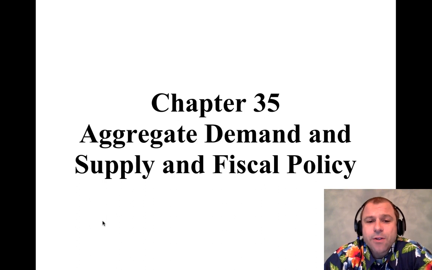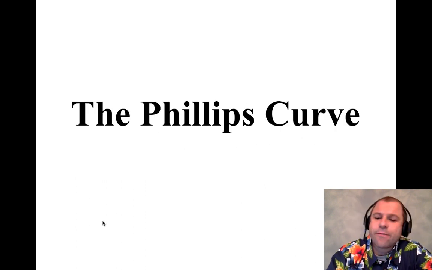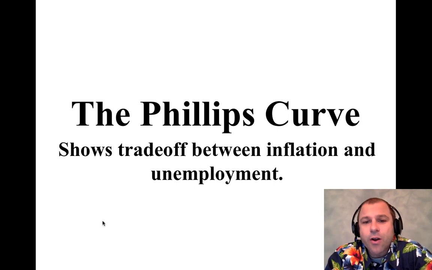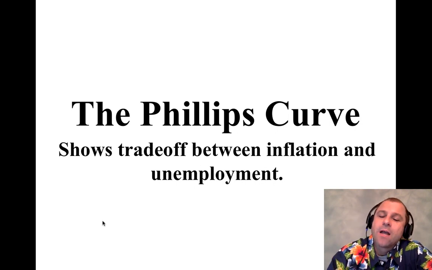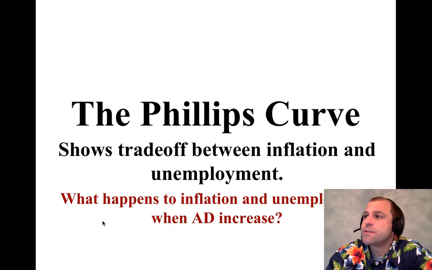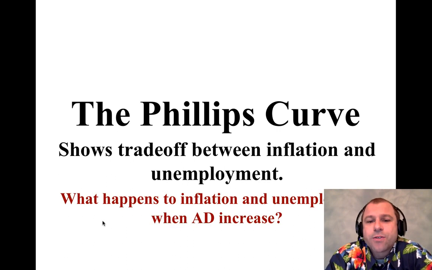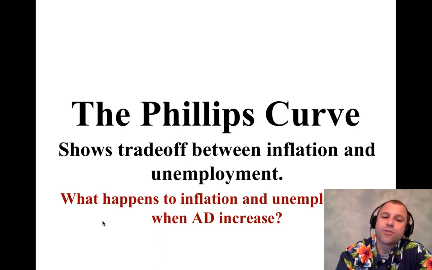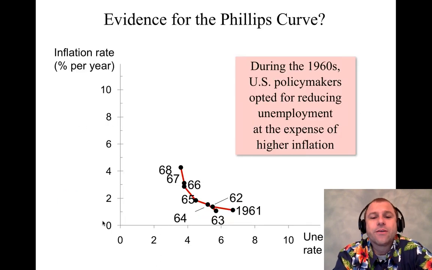So this last thing, it's the Phillips curve. This is chapter 35, and it's a new graph, but it's something you're already familiar with because it just shows the trade off between inflation and unemployment. This is something we've even talked about since September because this is one of the principles of economics. So, what happens to inflation and unemployment when aggregate demand changes?